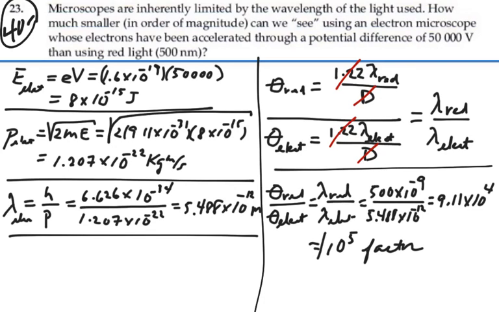So in other words, the electron microscope can see by a factor of almost 10,000 a smaller resolution than the wavelength of red light. So it's a factor of 100,000 better for the resolution of the electron microscope.